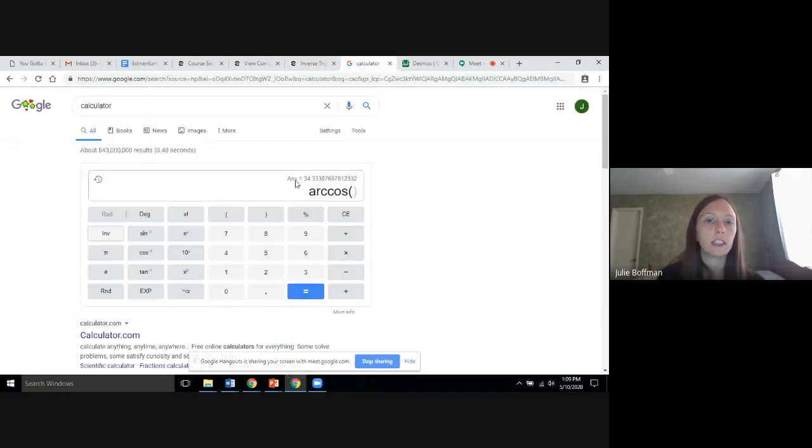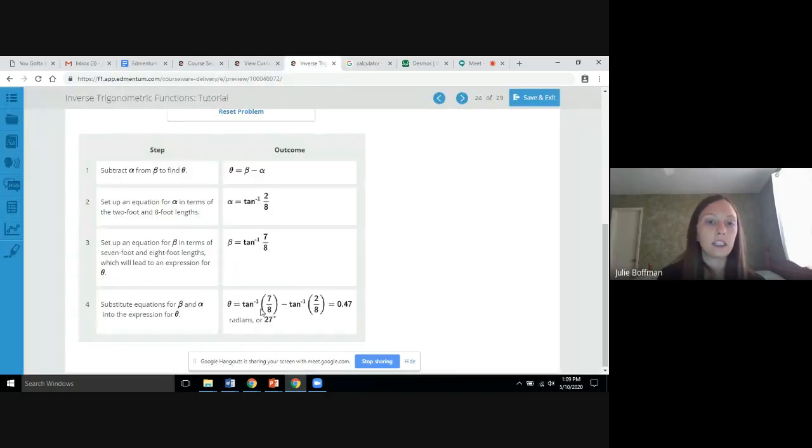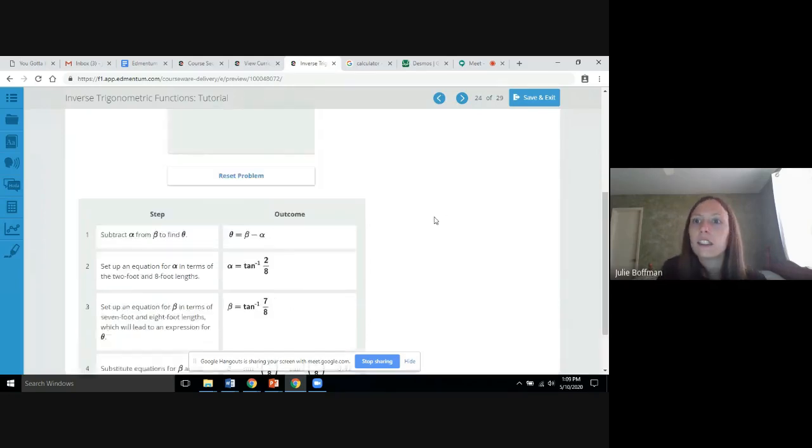So you would have to use this calculator. You would have to do one, get it as a decimal, do the other, get it as a decimal, and then subtract the two decimals. So you'd actually need to write that out step by step. So let's see some more.